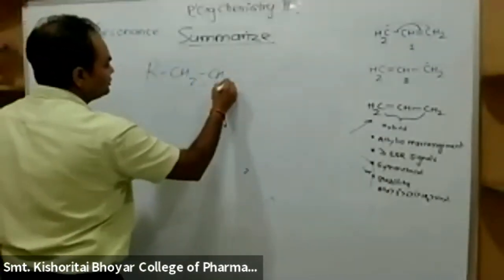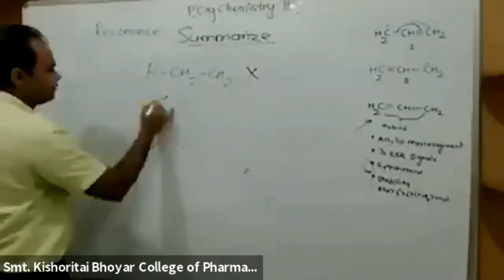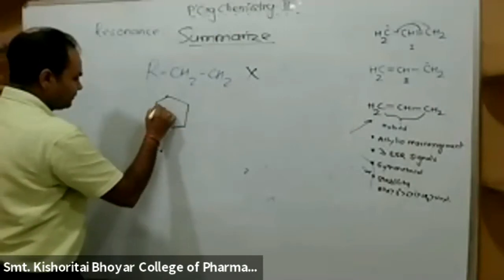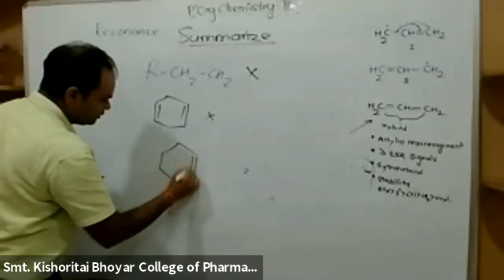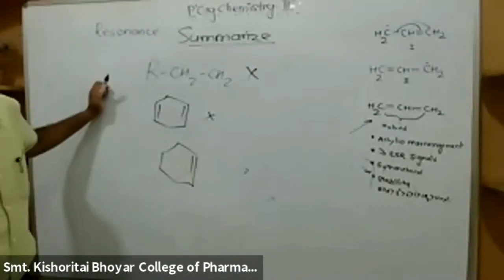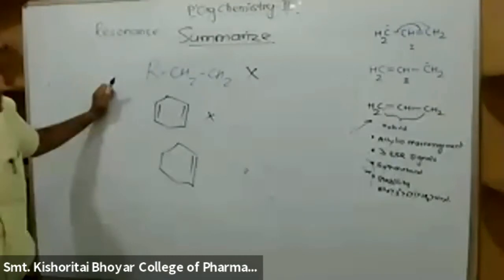CH2=CH2 doesn't give any resonating structure. Then in this case again you don't get any resonating structure. In this case again you don't get any resonating structure. Okay, so these are different examples where you will not get resonance.